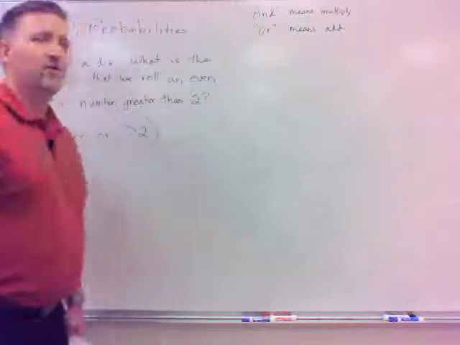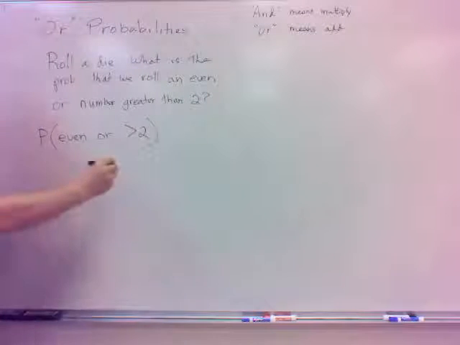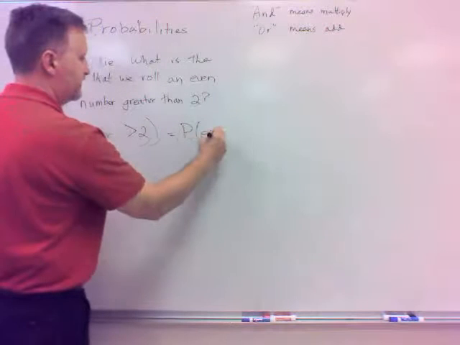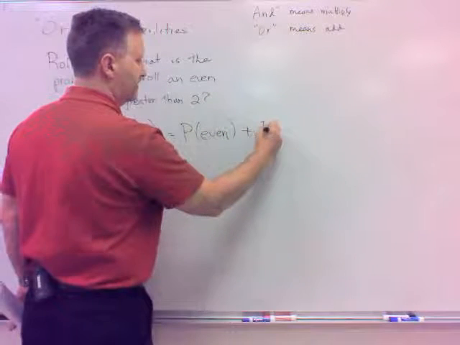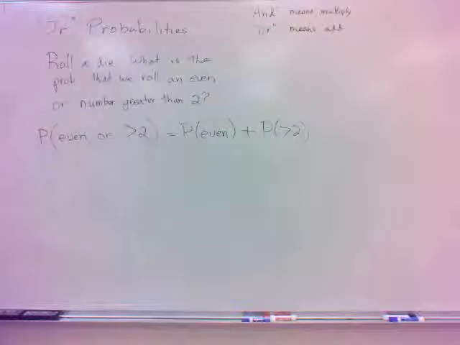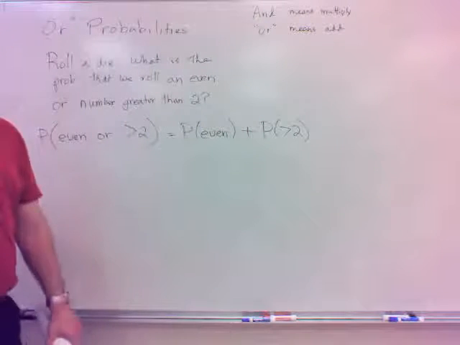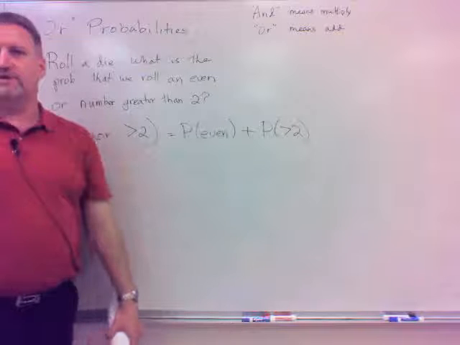Now, here we have OR. So OR means add. Okay? So I'm going to do probability of even plus probability greater than 2. However, I'm going to tell you also now there's a catch. It does mean add, but there is a catch. Because let's notice something about this. If I just do the probability of even plus the probability greater than 2, I run into some problem.